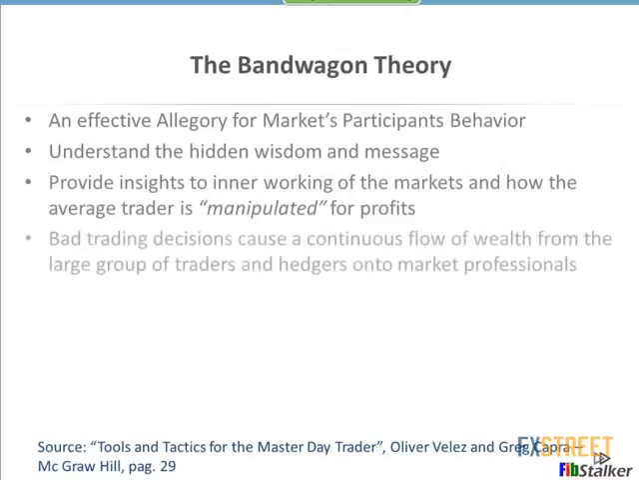Now, bad trading decisions are exactly the mechanism that causes the transfer of wealth from the larger group of average traders and hedgers onto the smaller group of consistent professionals. Allow me again to ask you to ask yourself: what am I doing differently to avoid average results?